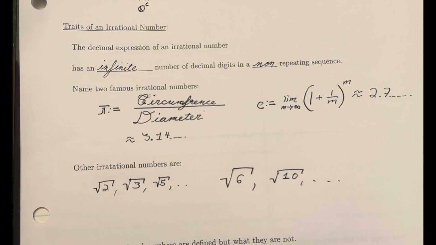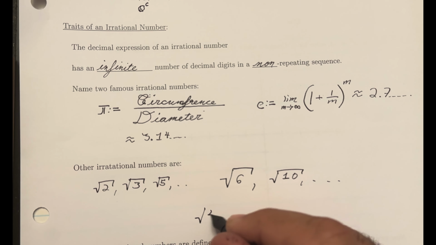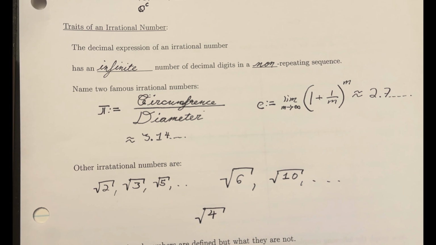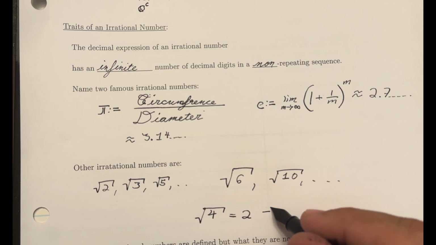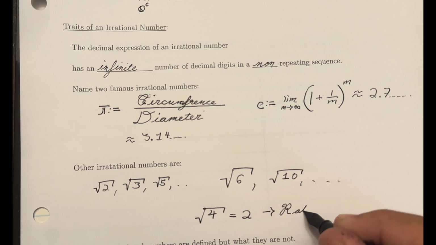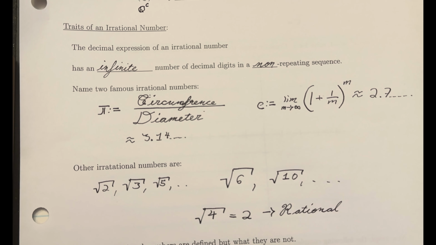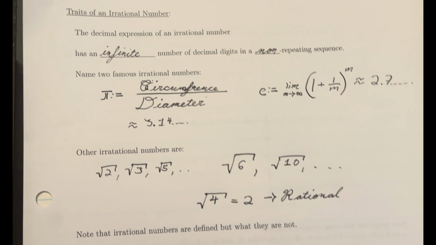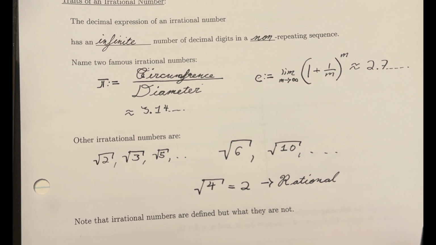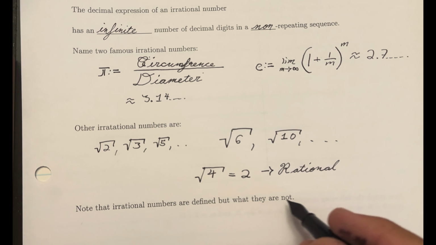Okay, so I want you to note that the square root of 4, even though it's inside a square root, is a rational number, not irrational, because this equals 2. So therefore, the square root of 4 is a rational number. All right, so note that irrational numbers are defined by, oh, we already said that. So as a reminder, they're defined by what they are not.